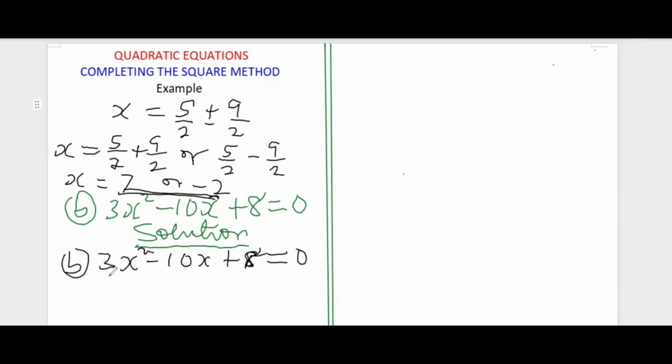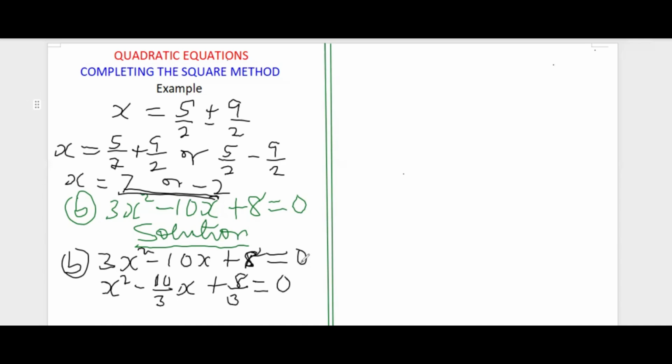3x squared divided by 3 will give you x squared, minus 10x divided by 3 will give you minus 10 over 3x. 8 divided by 3 will give you 8 over 3. Please write it as a fraction, don't convert to decimal so that it doesn't become cumbersome for you. We have 0 divided by 3, and 0 divided by 3 is 0.